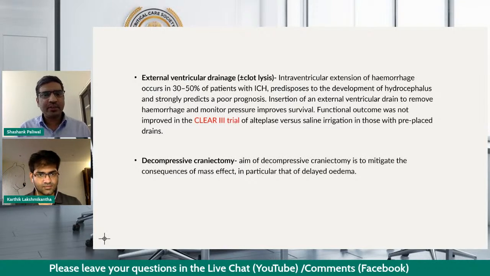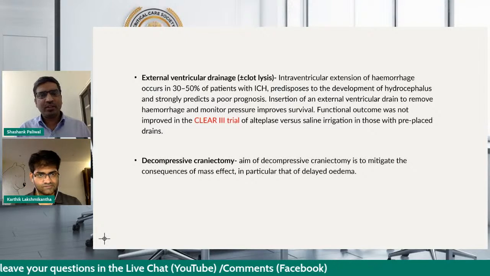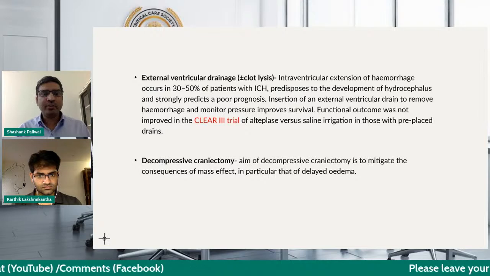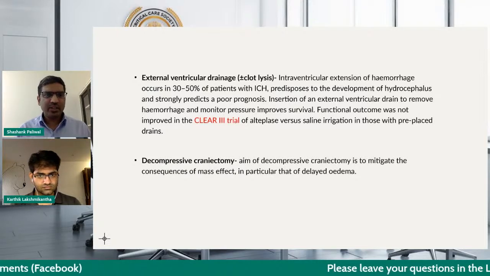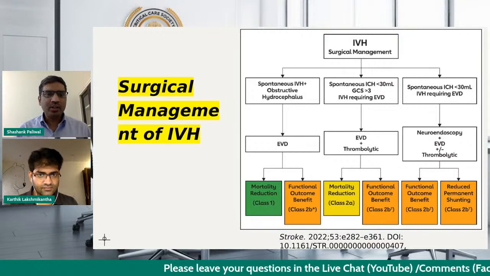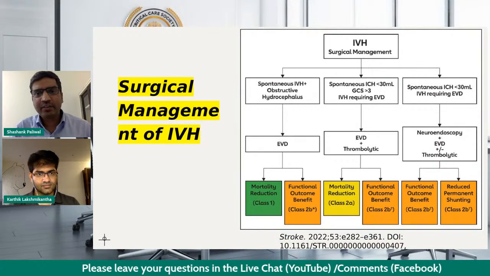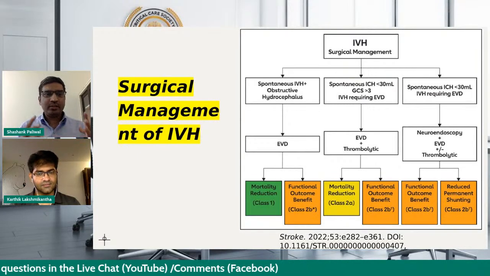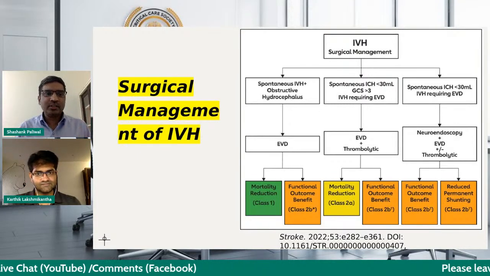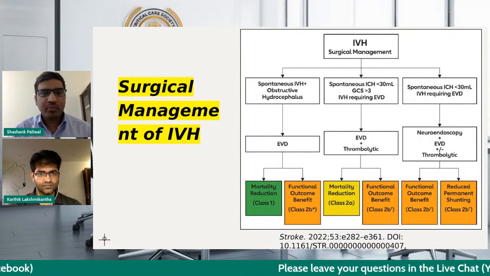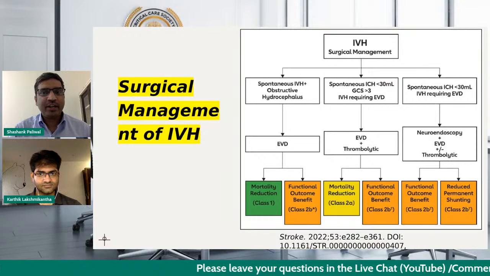Coming to decompressive craniectomy, the aim of this surgery is to mitigate the consequences of mass effect, in particular that of delayed edema, or if there are chances of herniation. Now coming to surgical management of IVH, as already said, the threshold for evacuation considered is a hematoma greater than 3 centimeters. So, surgical management of IVH.